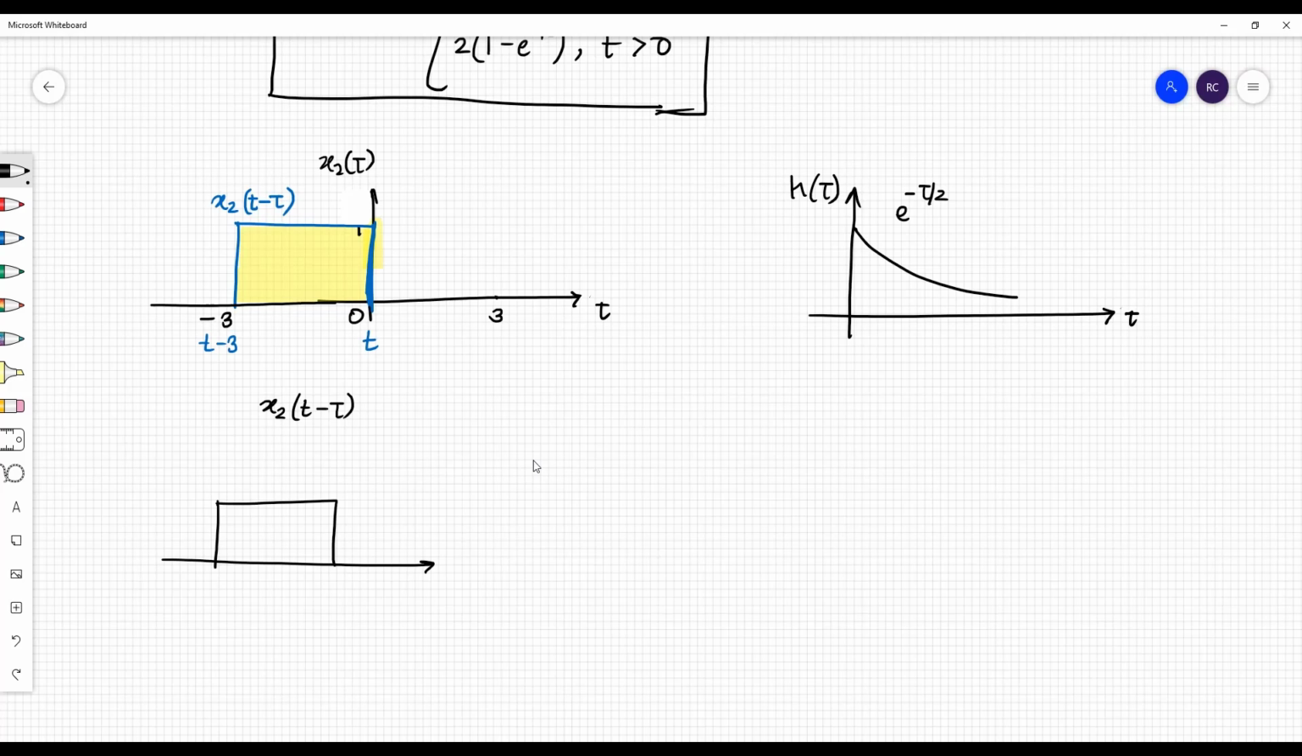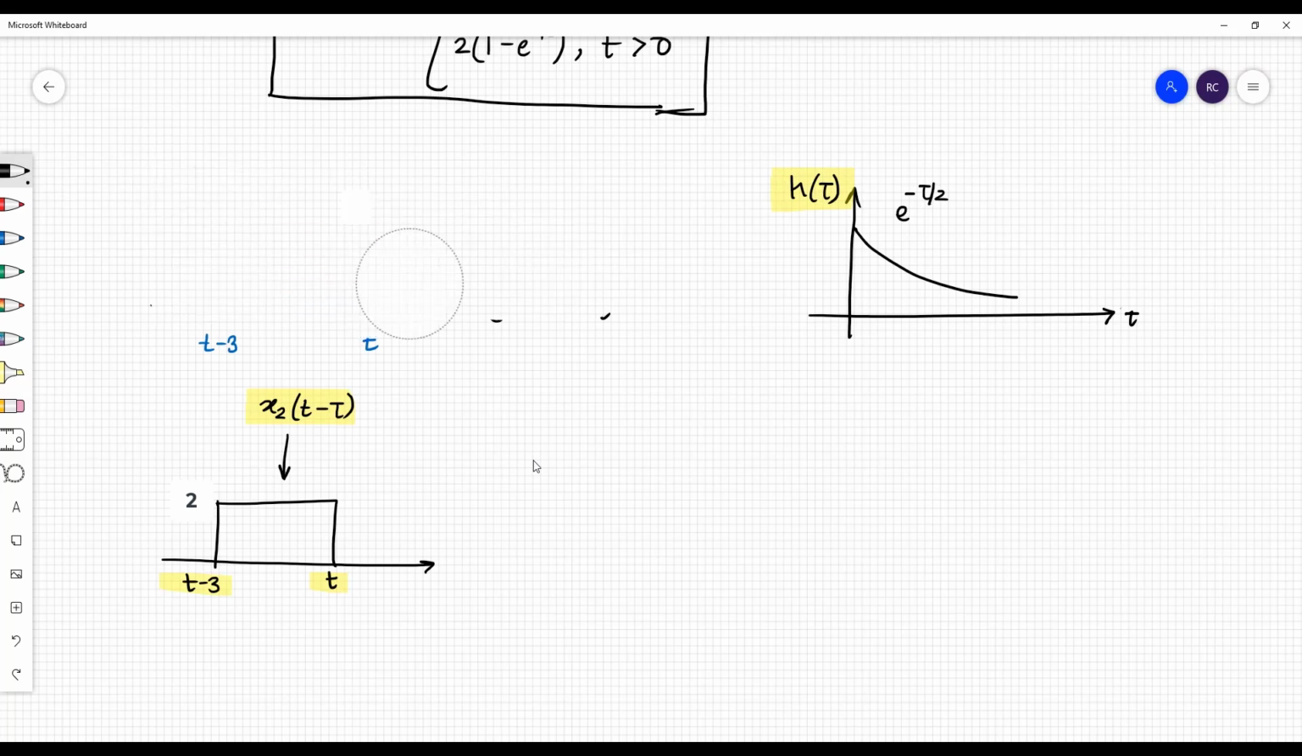So t minus 3. It's very important, and I'm insisting this again and again, that you establish these limits correctly, because if you make a mistake at this point, your entire solution will be wrong. Okay, because you'll be plugging in wrong limits everywhere. So now that we have both our actors ready, let us start finding the convolution.